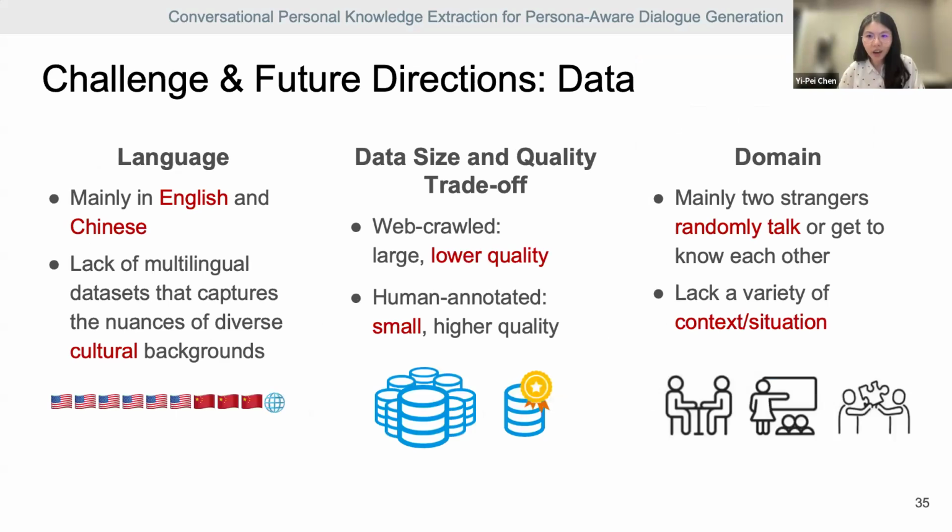Okay, here we'll discuss some limitations of the personalized dialogue datasets. The first limitation is language diversity. Current dialogue datasets are mainly in English and Chinese, and the translated datasets lack the rich cultural backgrounds embedded in different languages. So we might need more language variations of the dialogue datasets. And then there is the data size and quality trade-off. And lastly, the domain of the current persona-aware dialogue generation datasets is limited to the scenario where two strangers attempt to converse. So there is a lack of variety of dialogue contexts or situations.